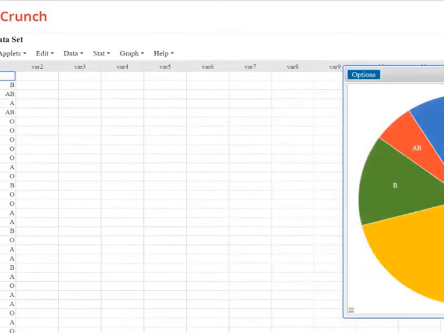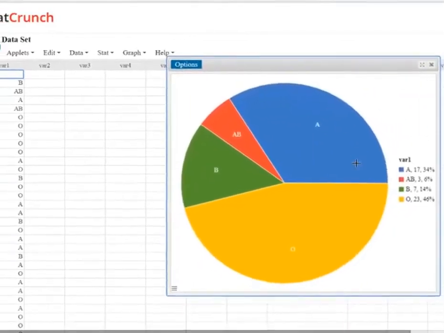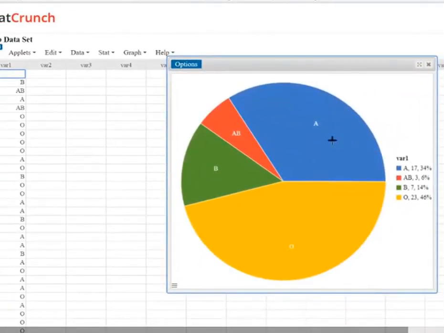So when I compute, it creates this graph for me. So I can see here that A, if I point at it, the frequency was 17, and that was 34% of the blood types. So the relative frequency was 0.34. If I point at AB, the frequency was 3, and that was 6% of the 50 data values. So 0.06 is the relative frequency, and so on. And incidentally, they also give me this over here. I can tell that from over here as well.